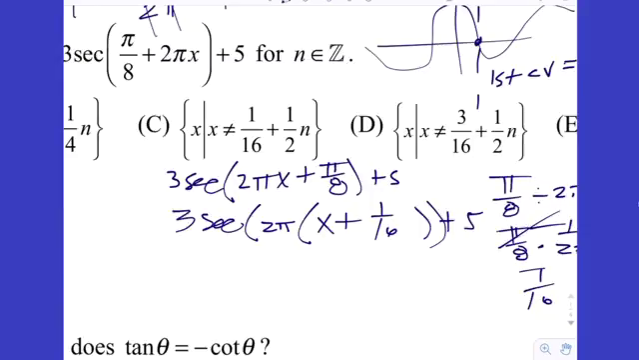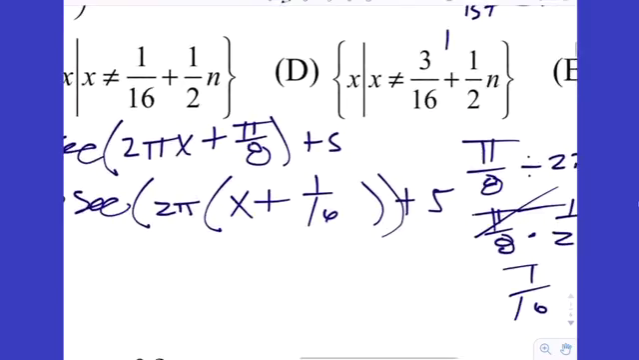2 pi times x, that's 2 pi x. 2 pi times a 16th, that's 2/16, which is an 8, and a pi is in the numerator, so that's pi over 8. Now I know it's correct. And notice it's closed.